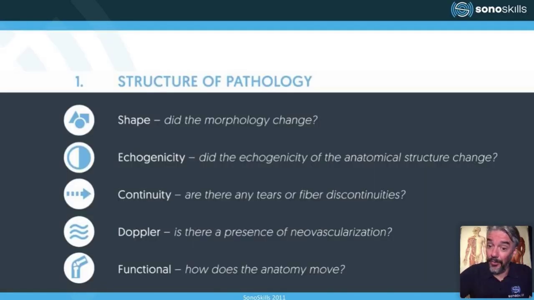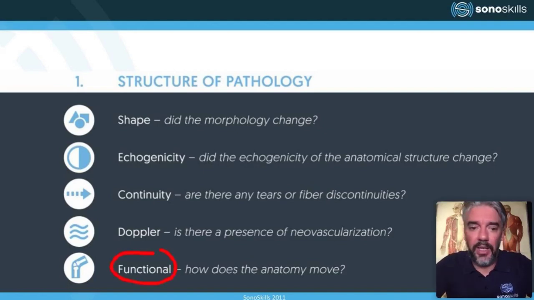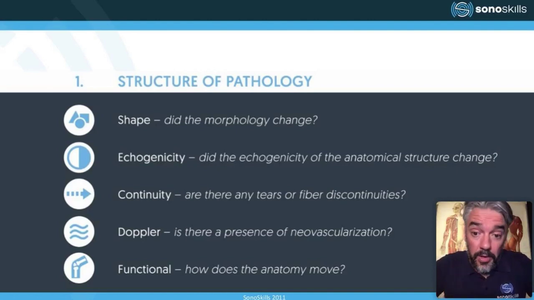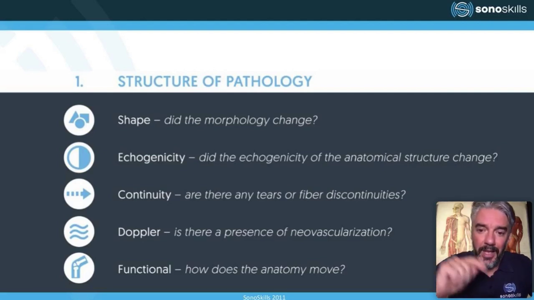Those tests I just mentioned are about checkpoint 5 of the Sonoskills pathology checklist: the functionality. So try to include clinical examination within your ultrasound guided assessment. Dynamical assessment of the shoulder while ultrasound guided. I sent you an article about that, and you will receive this by email. So please read as much as you can about dynamical scanning.